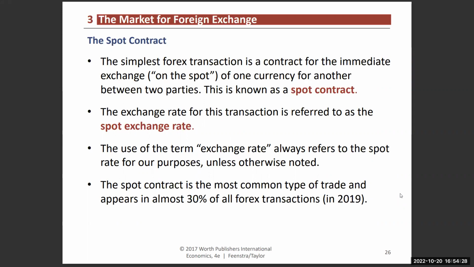So the spot contract is the most common type of trade. It appears in almost 30% of all forex transactions. Okay.